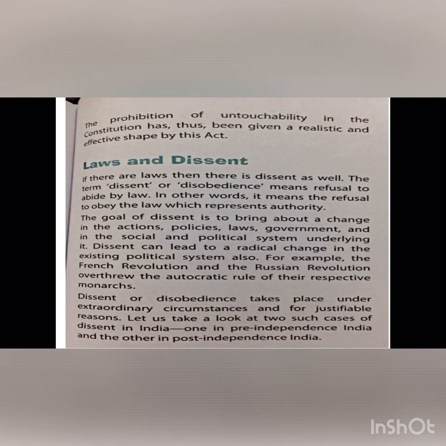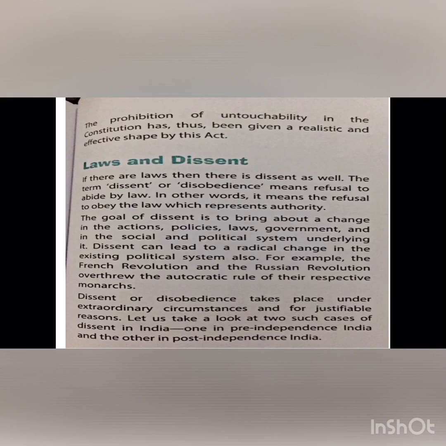Now, if any disobedience takes place, it can give a radical change to the political system, whether a social change or a political change. For example, when you talk about the Russian Revolution or the French Revolution, there were tremendous changes, there was dissent against the law, because it was an autocratic law. Autocratic means monarchism, when there is one rule, when they make their own rules and the others have to follow them, whether or not the rules are for their betterment.